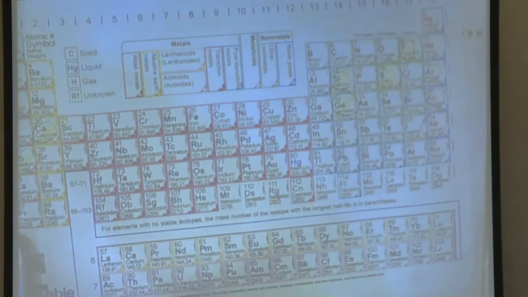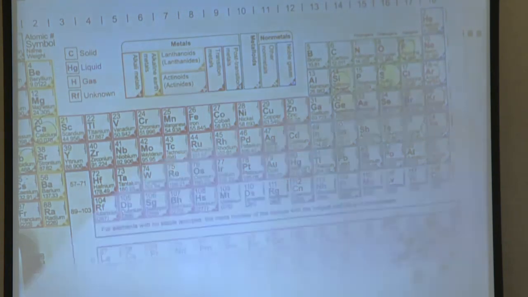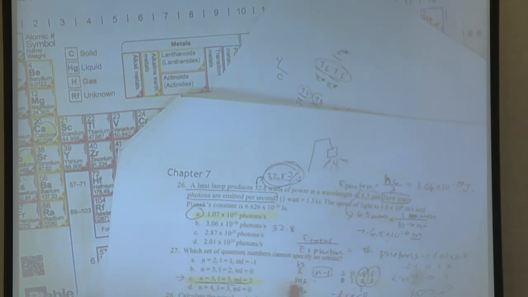Could we do one from chapter 7 where you find the energy in joules and number of volts, and a different problem concerning wavelength? A different problem concerning wavelength. So I didn't actually bring any other problems with me to do.